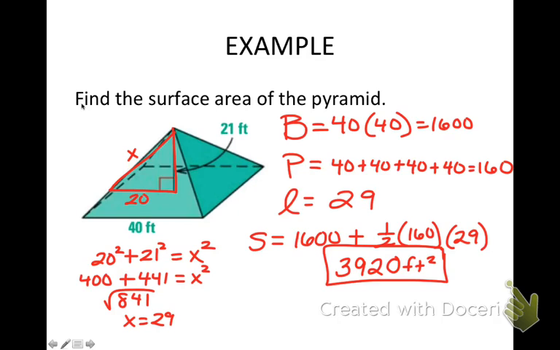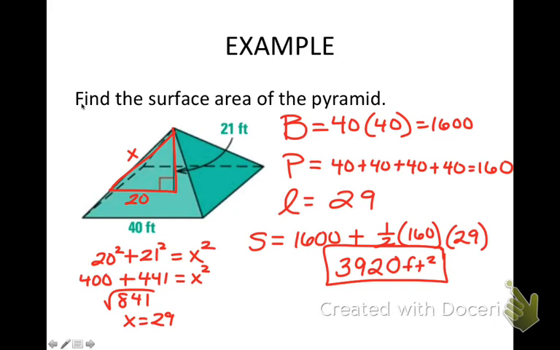Okay. So pyramids. The hardest thing that you're going to have to do is use the Pythagorean theorem to solve for that slant height. So you need to make sure you understand, are they giving me the height or are they giving me the slant height?